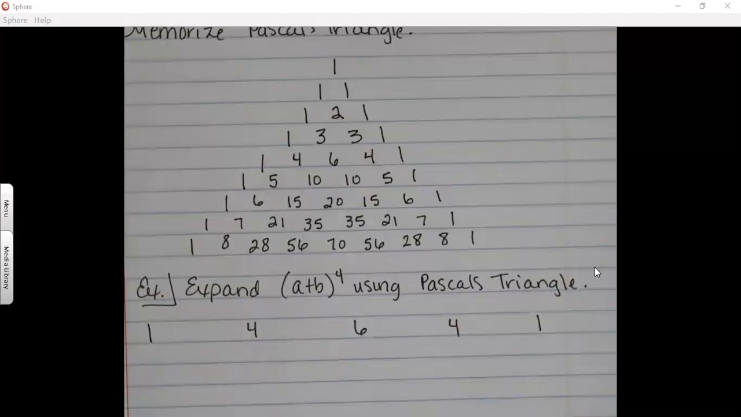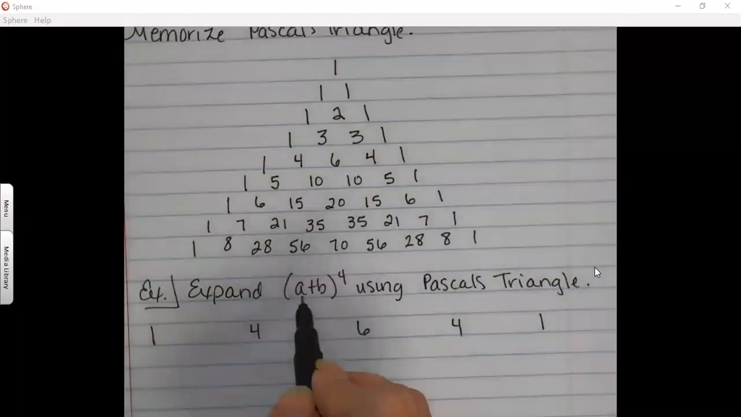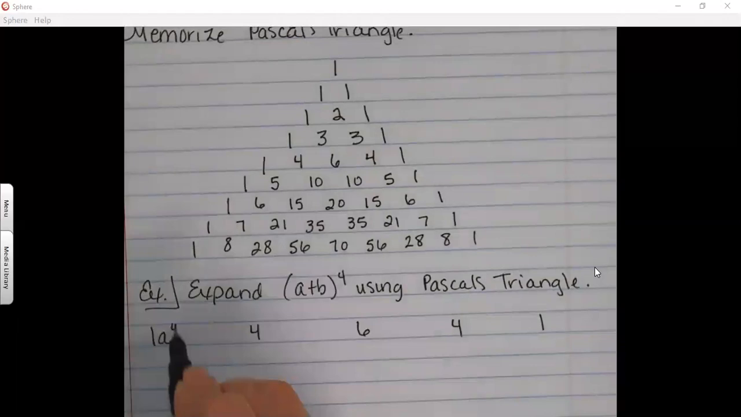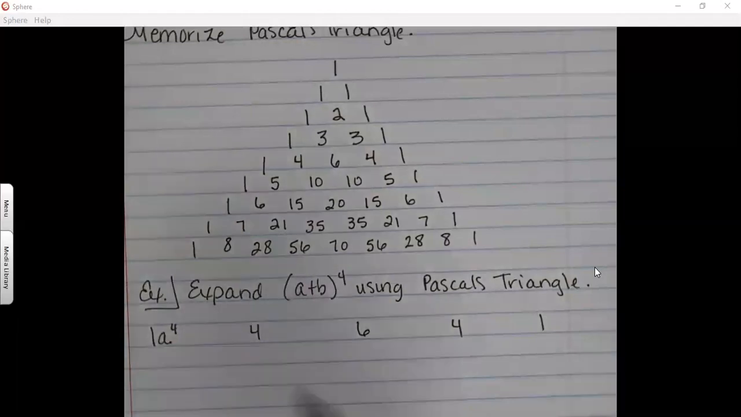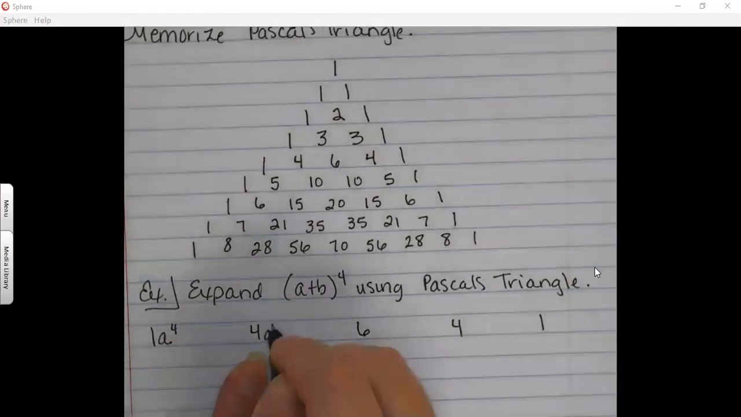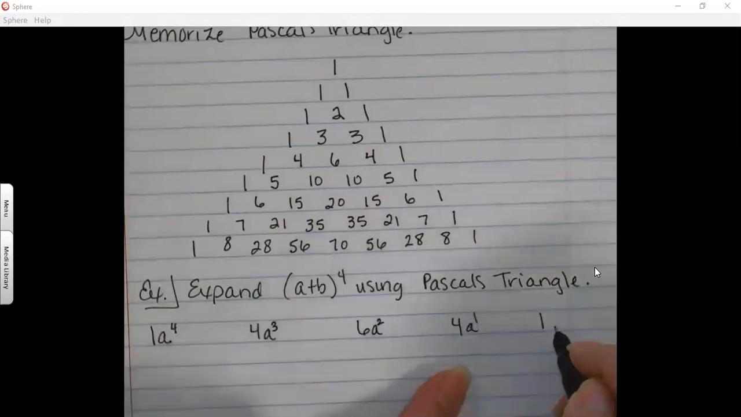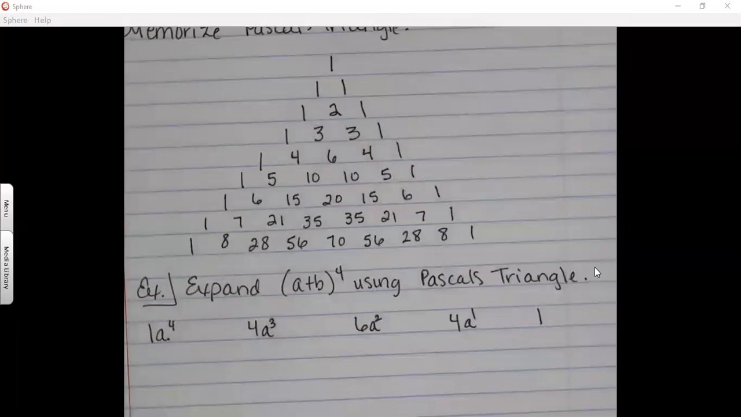Okay, then the first term in the parentheses is a, right? And your first term is going to be raised to whatever the exponent is, whatever you're raising your binomial up to. So a to the 4th, and then you go a to the 4th, a cubed, a squared, a to the 1st, and your last term won't have an a because a to the 0 would simplify to 1, so there's no a in the last term.